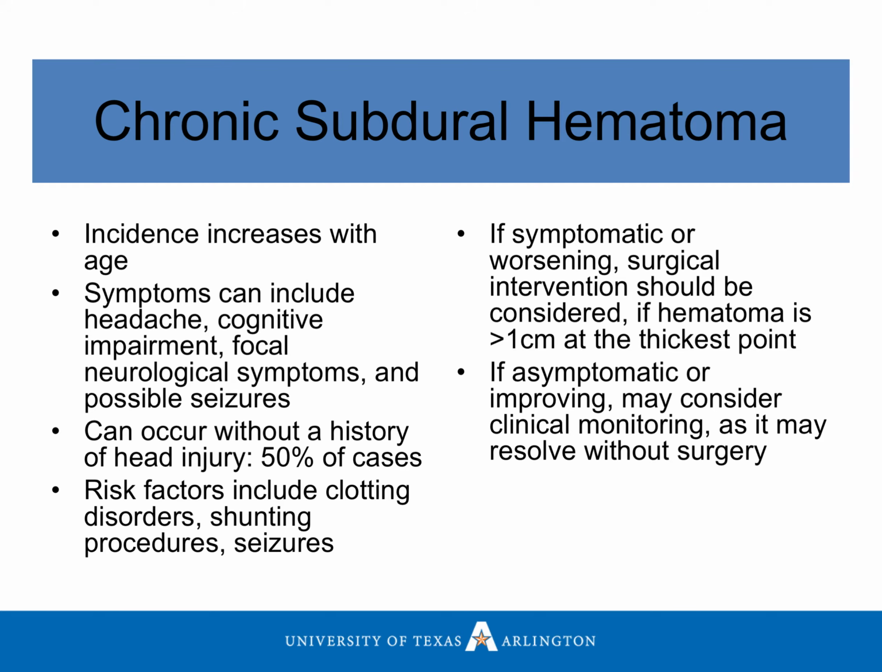Risk factors for chronic subdural hematoma are going to be clotting disorders, individuals that have had shunting procedures done, or those who have had seizures. They're more likely to, number one, have injury from the seizure with head injury. But also, seizures may come from that chronic subdural hematoma. So kind of both ways with that. So if the patient is symptomatic or there's been worsening and the hematoma is greater than 1 centimeter at the thickest point, you can consider surgical intervention.